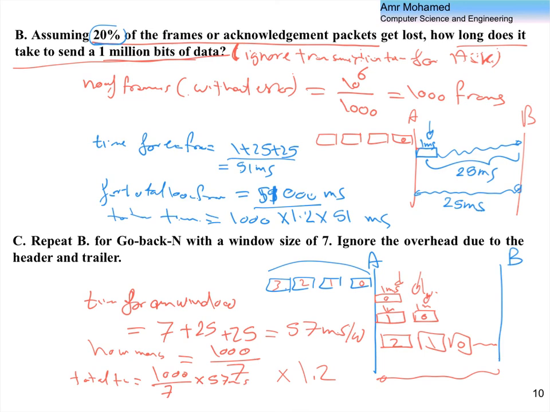Any question or confusion? Okay, so just remember for the case of Go-Back-N, the propagation time is only once per window. And that's always the case. And for the case of stop and wait, the window size is anyway 1. So it's 1 propagation per frame.